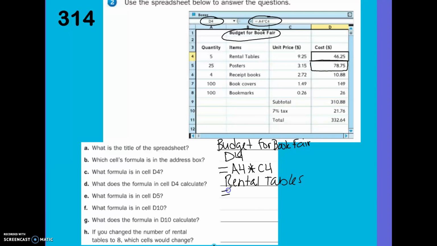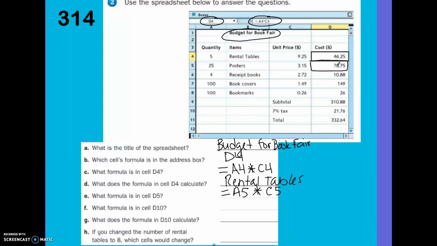So we are going to have equal sign A5 because we are selecting the cell name for the formula. So if we were to change this quantity to 30 posters, then everything will update as necessary. That's why we make sure we have the cell name in our formulas. Then we multiply by C5 because we want to multiply 25 by how much they each cost to figure out how much the total cost is going to be.